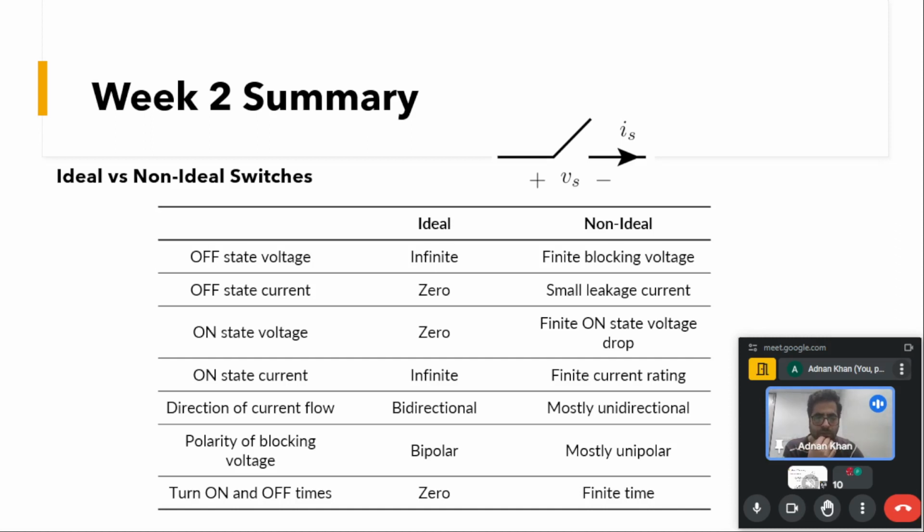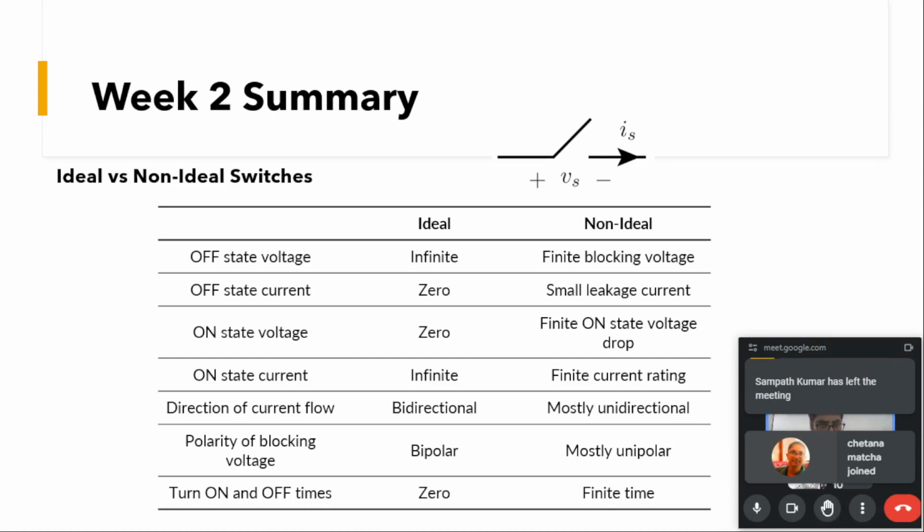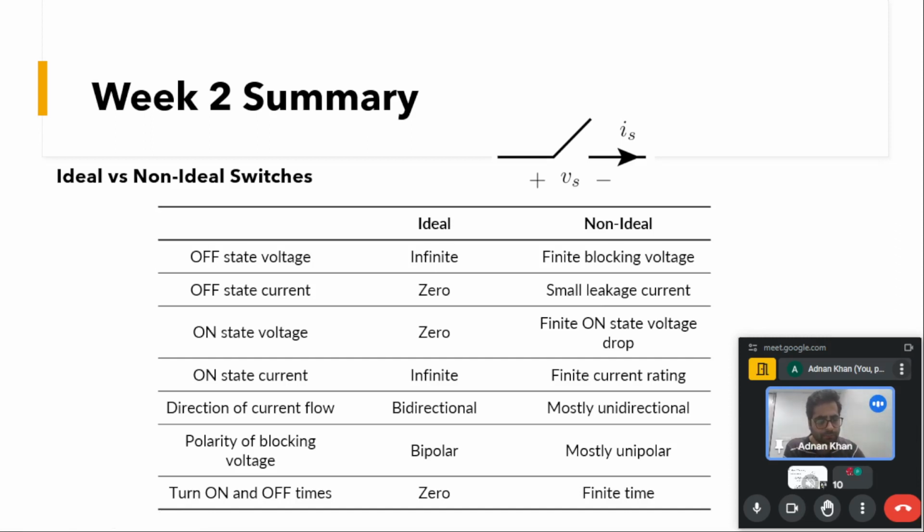Similarly, when our switch is in the off state, there should be no current flowing through the device. But that is not happening in an actual device. In an actual device, there is some leakage current that flows, even if that current is very small, in the microamps. So in the non-ideal case there is some small leakage current in the off state as well. In the ideal case, there should be no leakage current.